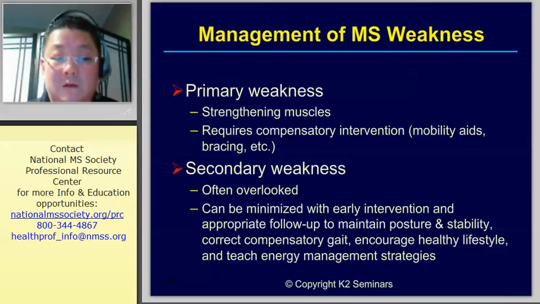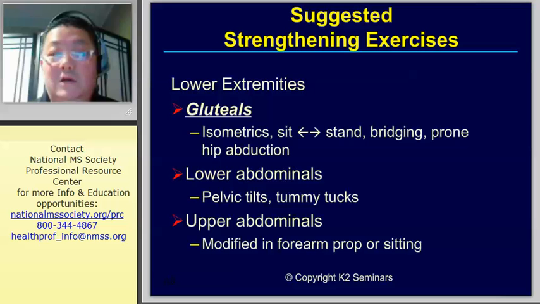There it is again. And appropriate follow-up to maintain posture and stability, correct compensatory gaits, encourage a healthy lifestyle, and teach energy management strategies. Again, this is so critical. Your outcomes are going to depend on something like this. So if they're just diagnosed with MS, that's the best time to see somebody so that you can set up this healthy lifestyle, so that they can set up procedures in place so that they know not to fatigue themselves, or they know not to end up with spasticity that they cannot control, and move on.